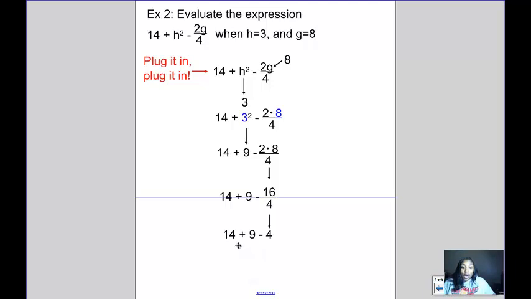And now we can do our addition and subtraction, and we do that from left to right. So we're going to do 14 plus 9 first, which gives us 23. And then we'll do 23 minus 4 last, which gives us a final answer of 19. So when we evaluate the expression when h is 3 and g equals h, then 14 plus h squared minus 2g divided by 4 will give us an answer of 19.